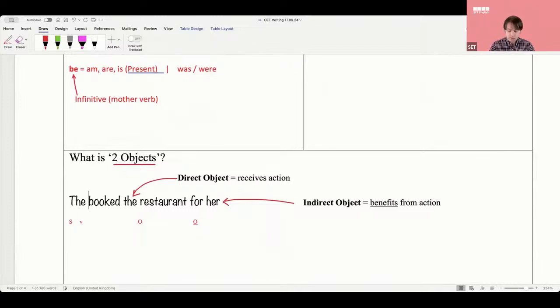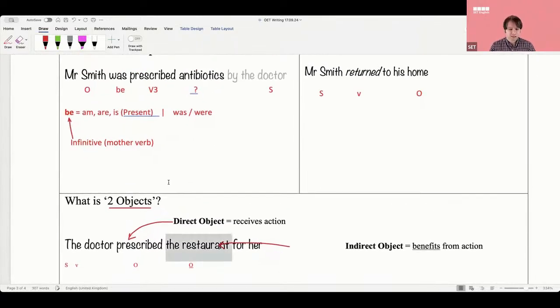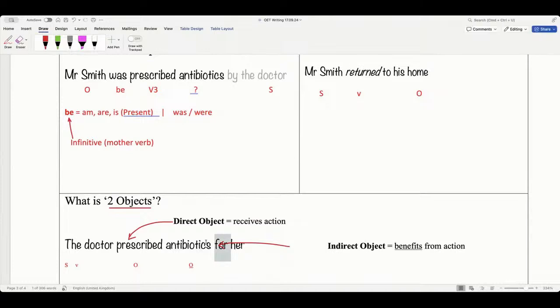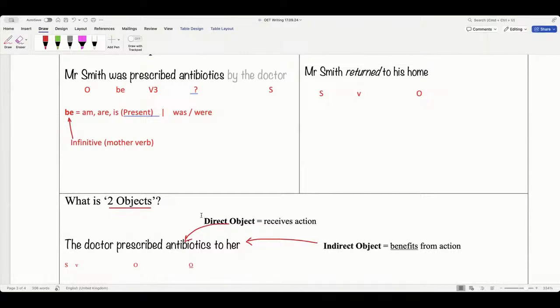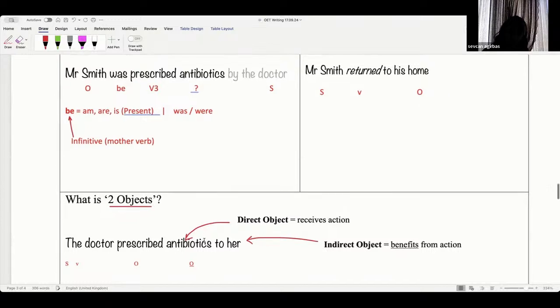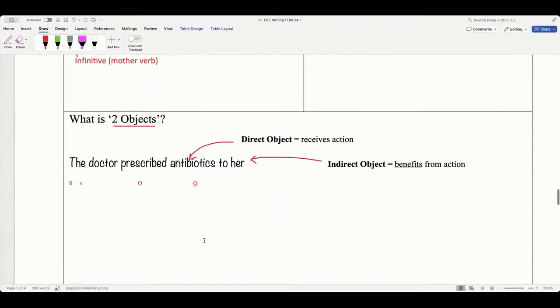The doctor prescribed antibiotics for or to? For or to? For. It's actually to. You can say for as well. You can have both here, okay? Now, where is the direct object? Everyone, where is the direct object? Antibiotics. Where is the indirect object? Her.